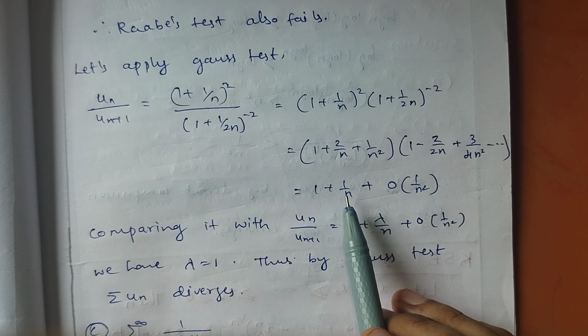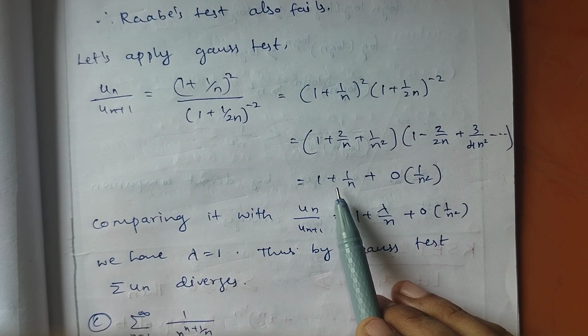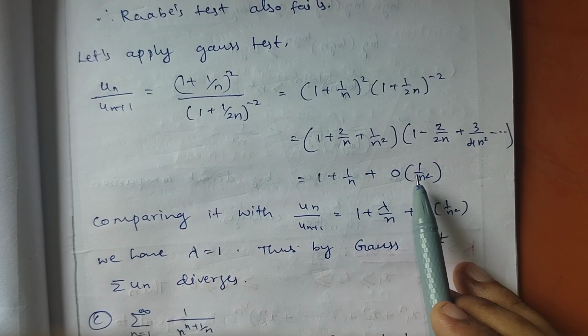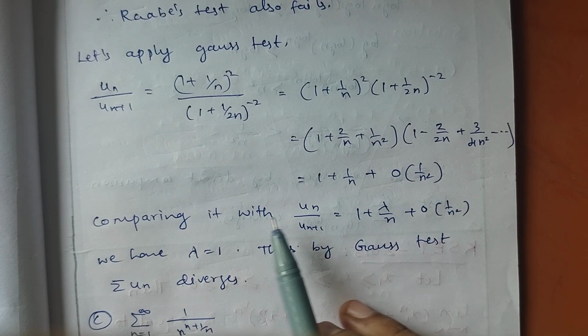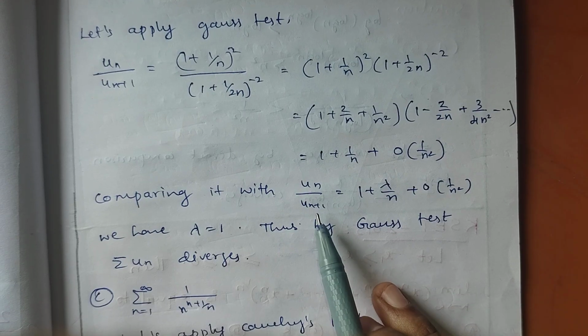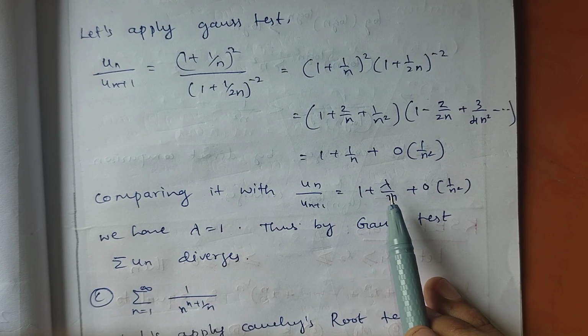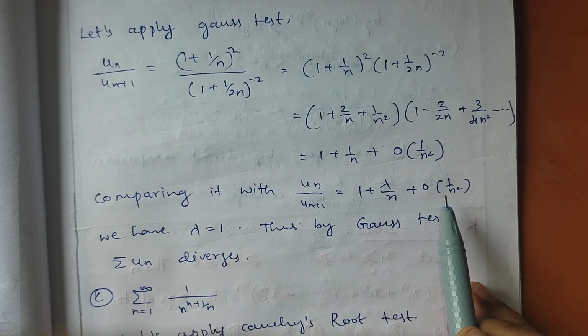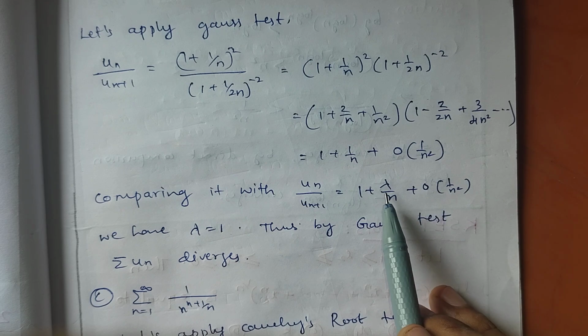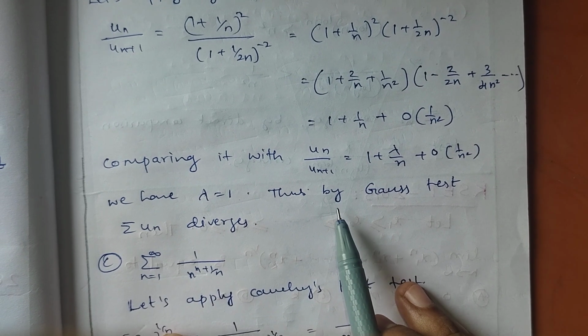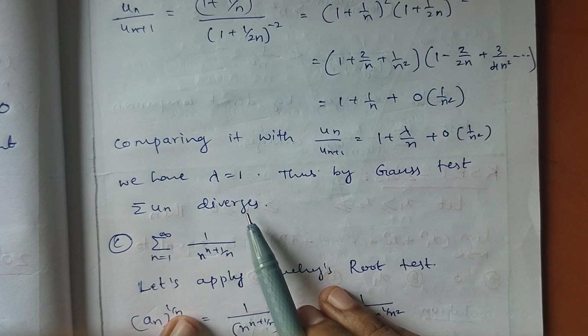So expanding it, you will get 1 + 1/n + order of 1/n². Comparing it with un by un+1 equal to 1 + lambda/n + order of 1/n², here we have lambda equal to 1. Therefore, by Gauss test, the series un diverges.